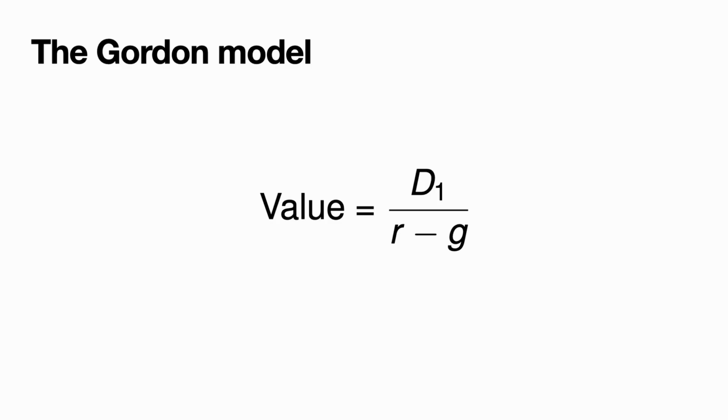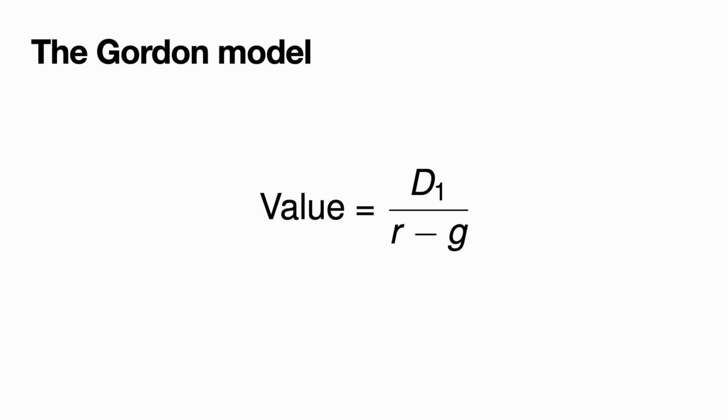The idea is simple. If a company keeps growing its dividends at a steady rate forever, we can estimate its value today. Forever? That sounds optimistic. Well, it's a simplification, but a useful one for stable and mature companies. The formula looks like this. Here, D1 is next year's dividend, R is the required rate of return, and G is the constant growth rate.